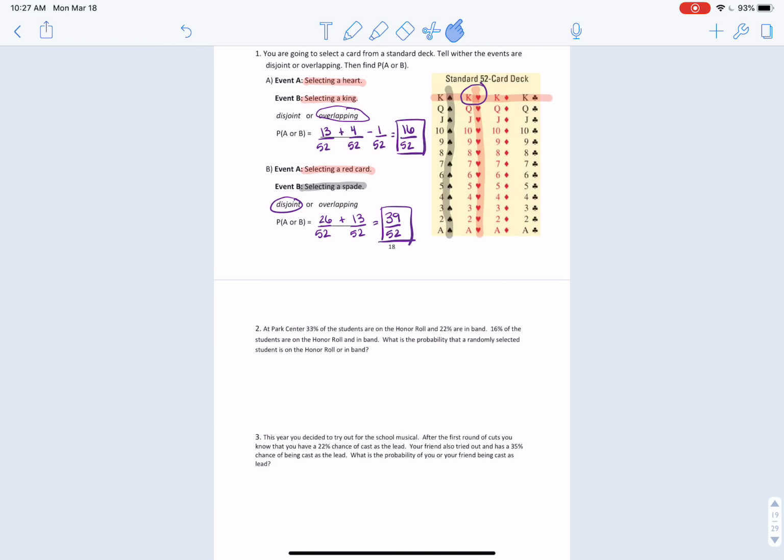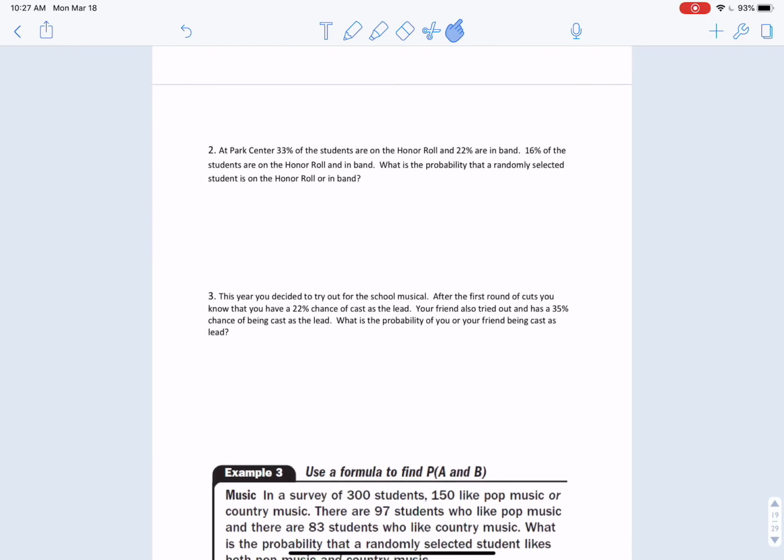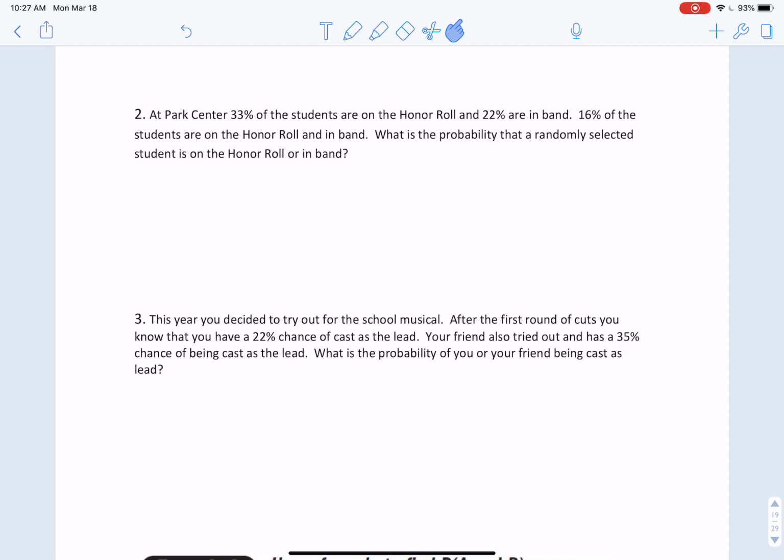All right, so when we go to the next page here, this says at Park Center, 33% of the students are on the honor roll, 22% are in band. 16% of the students are on honor roll and in band. What's the probability that a randomly selected student is on the honor roll or is in band?